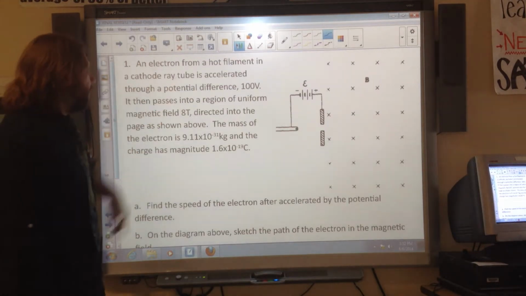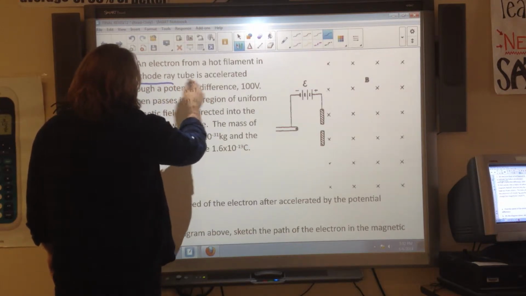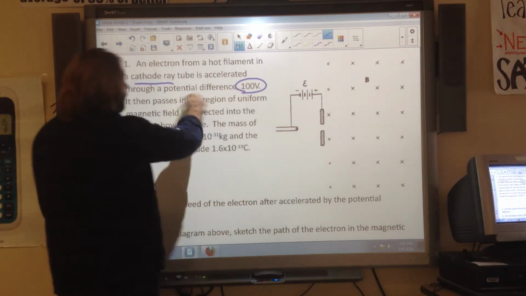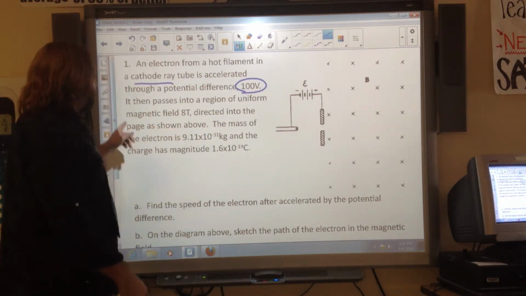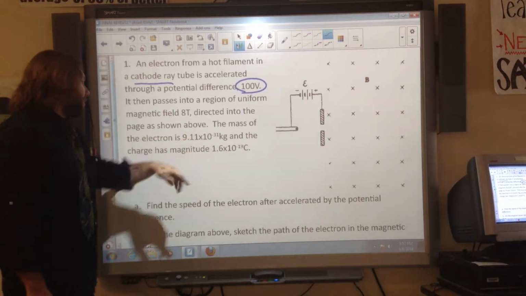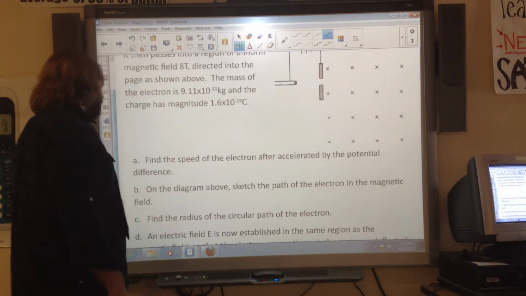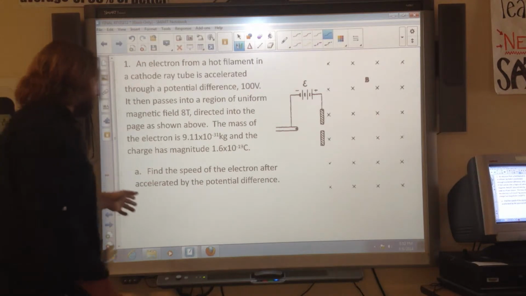An electron is fired from a hot filament, cathode ray tube, and is accelerated through a potential difference of 100 volts. This is another term for voltage, right? It then passes into a region of uniform magnetic field, 8 teslas, directed into the page as shown above. The mass is this, and the charge is that. Awesome. So I want to know, first, find the speed of the electron after it's accelerated.